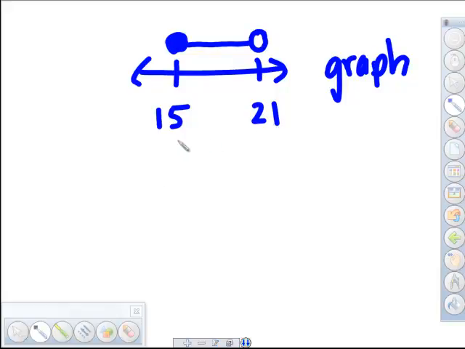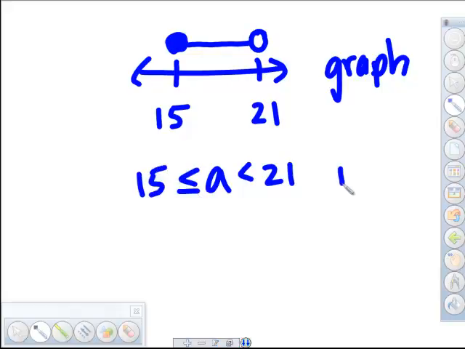So writing this as an inequality, we've seen this before. We could say that ages of people that are coming to this party have to be less than 21, but bigger than or equal to 15. This is called an inequality. Okay? Pretty basic. Two ways of representing the same information.